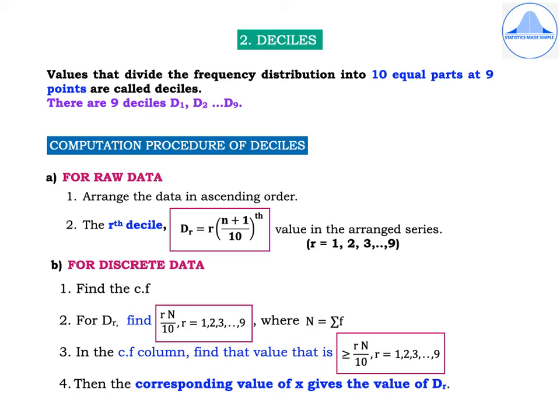Subdivision B, for discrete data, the first step is to find the cumulative frequencies. Second step is for Dr, find rn divided by 10, where r takes the values 1, 2, 3 up to 9 and n is equal to summation f. The third step is in the CF column, find that value that is greater than or equal to rn divided by 10, where r takes the values 1, 2, 3 up to 9, and the fourth step is the corresponding value of x will give the value of Dr.